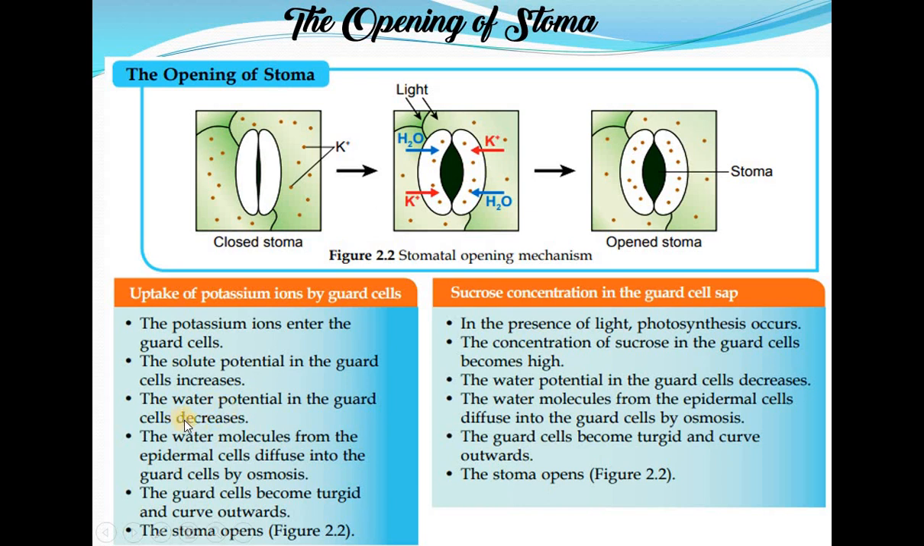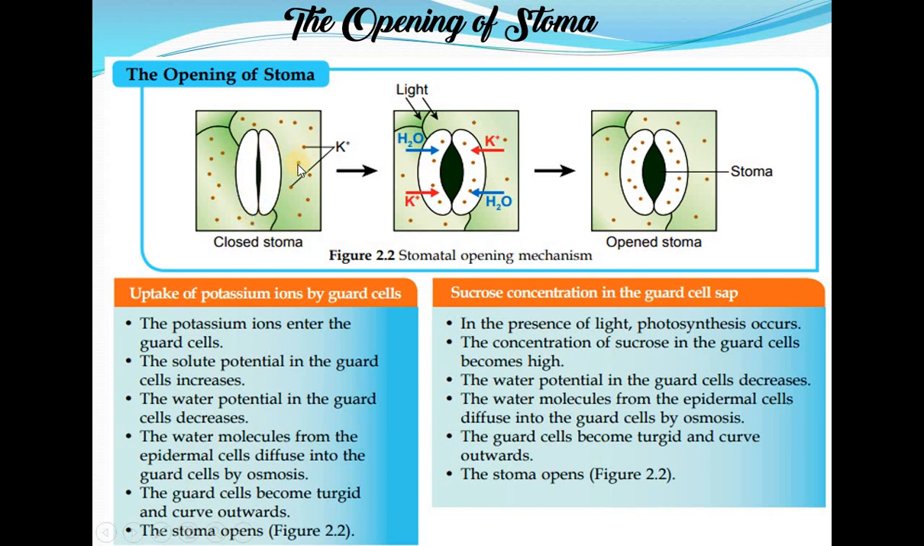So what do you mean? The guard cell becomes hypertonic to the epidermal cells. Then the water molecules from the epidermal cell diffuse into the guard cell by osmosis. The guard cells become turgid and curve outwards. So what happened? The stoma opens. As you can see here, from the diagram.